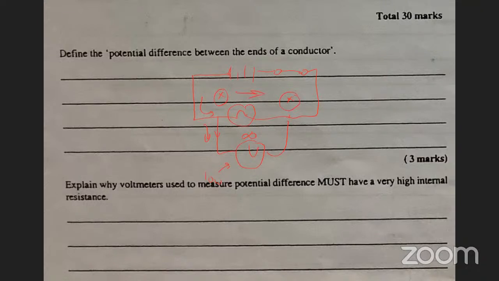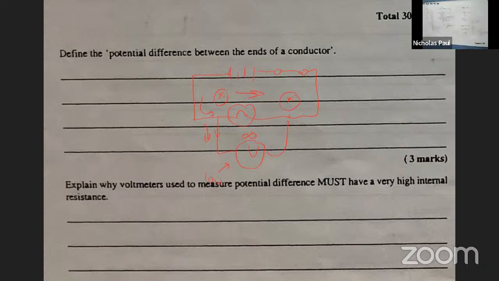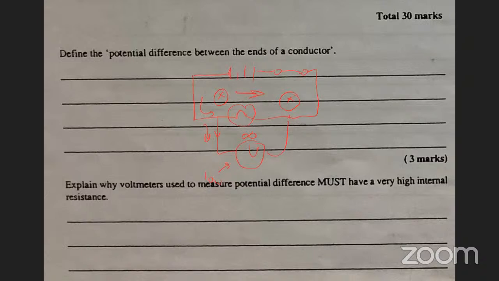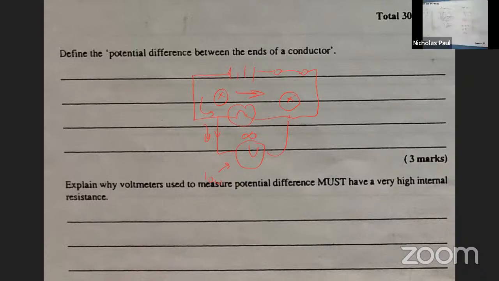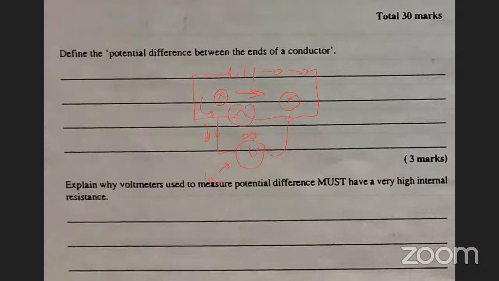So write this down. The internal resistance is very high so that the voltmeter does not pull any current out of the circuit, and hence gives an accurate potential difference reading.